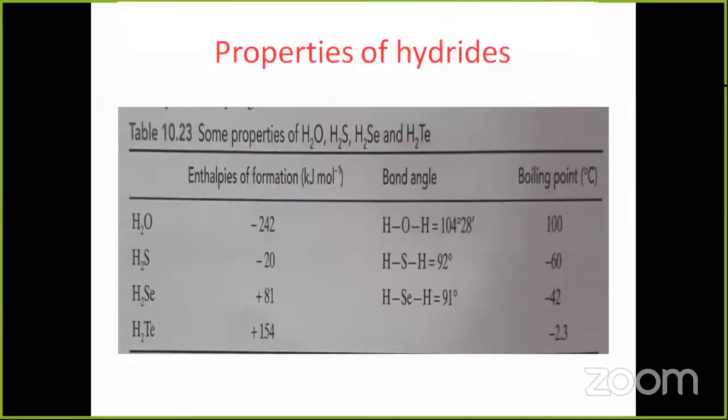Now you see, these are some properties of hydrides. H2O is a liquid. The enthalpy values are -242 kilojoules for H2O, -20 for H2S, +81 for H2Se, +154 for H2Te. The bond angle decreases from 104 degrees to 90 from top to bottom. And these are the boiling point values. Due to intermolecular hydrogen bonding, water exhibits the highest boiling point, 100 degrees centigrade. Hydrogen bonds are of 2 types, intermolecular and intramolecular. In water, intermolecular hydrogen bonding is there. That's why water shows a higher boiling point, 100 degrees centigrade.